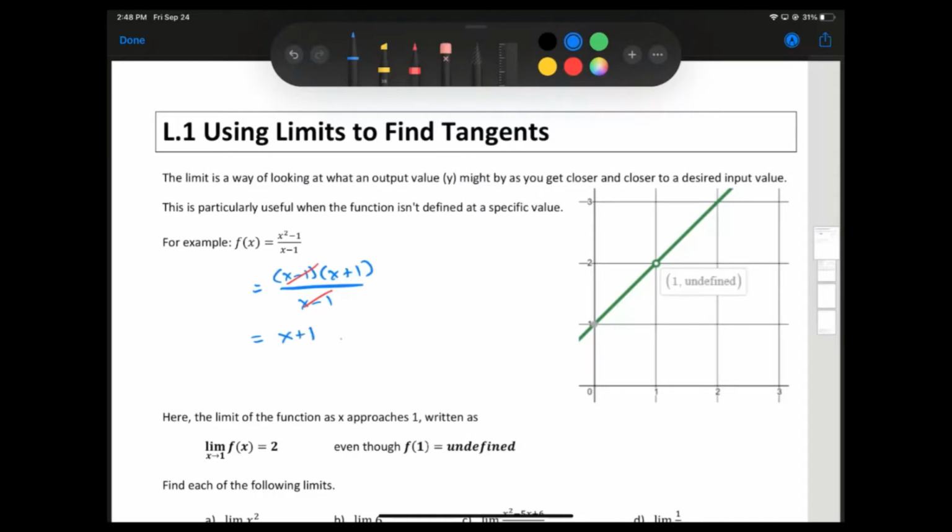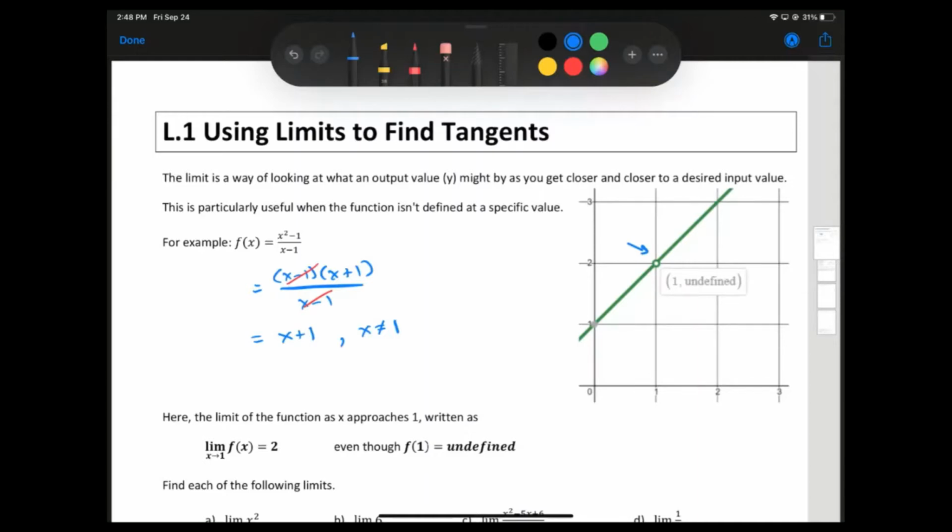However, it's x plus 1, but the function is not defined at x equals 1. So we have our graph there to the right, and you may recall from previous lessons that it has something called a removable or a hole discontinuity. So it looks just like the linear function x plus 1, except at that one little annoying spot.